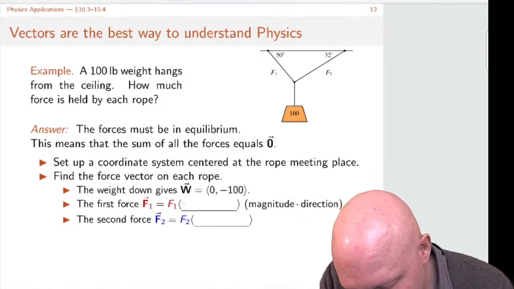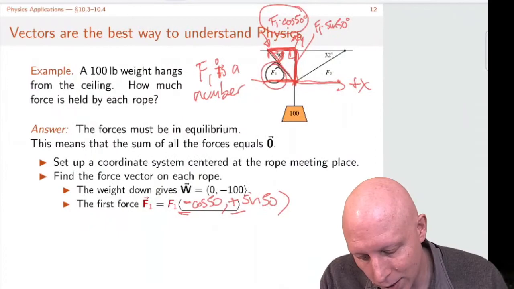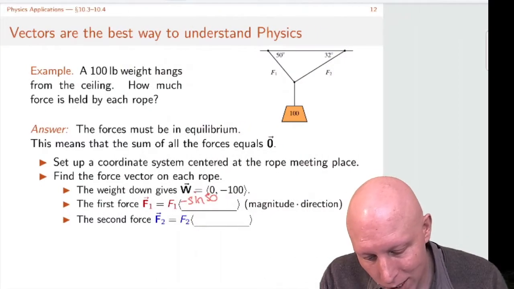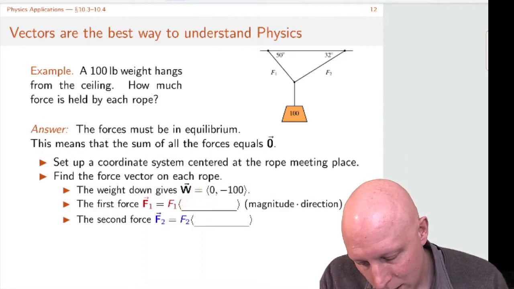Similarly, so here we have F1, so minus sine of 50. Let me make sure I got that right. Nope, so that was negative cosine of 50. This is why I go back and check. So negative cosine of 50, comma, sine of 50.